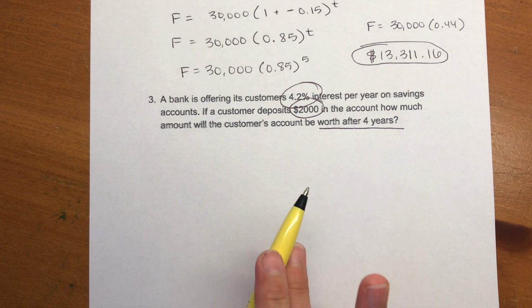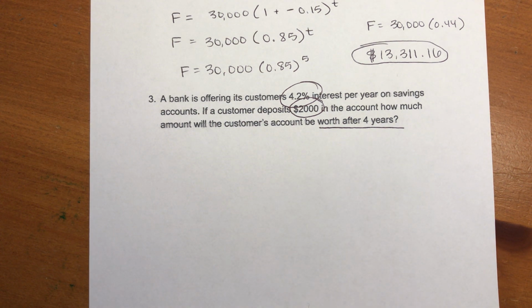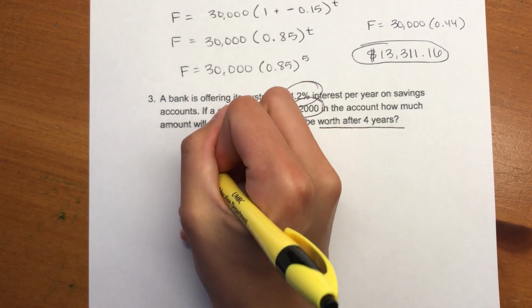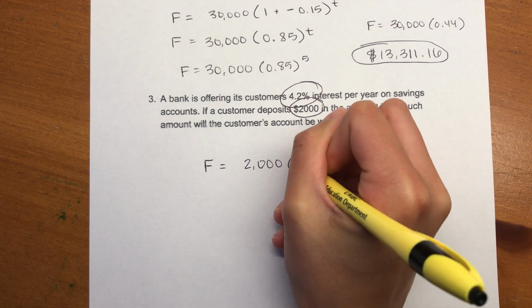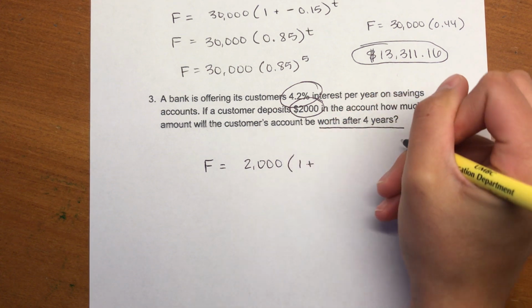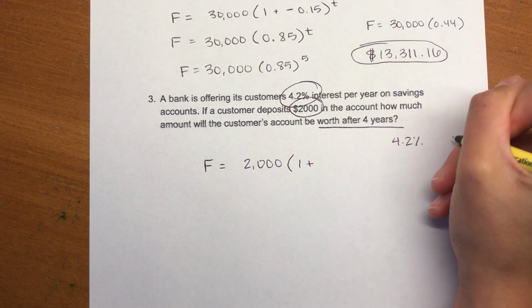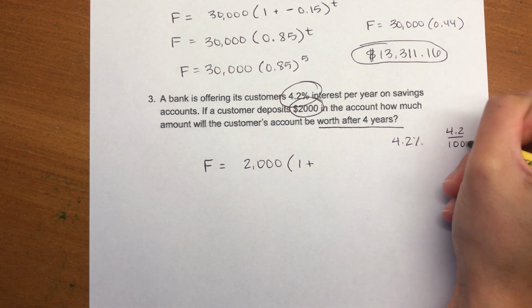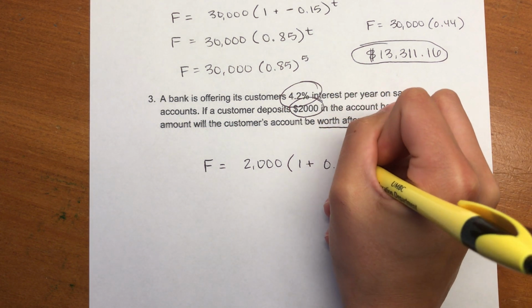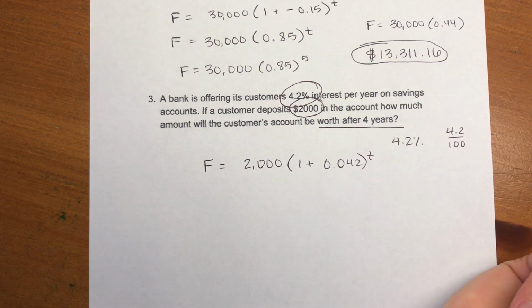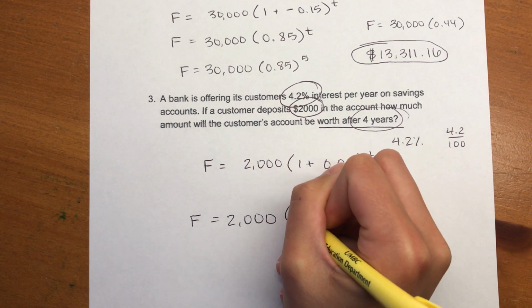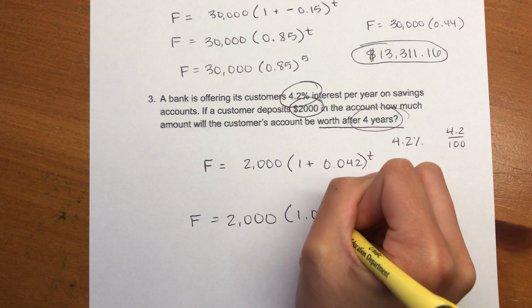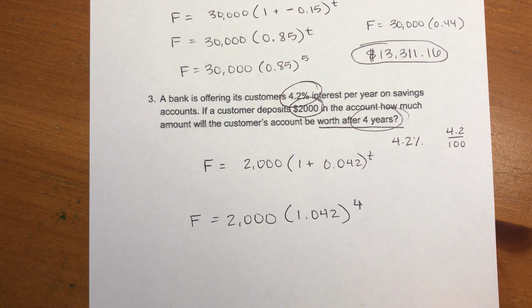So I'm going to write my formula first, even though they don't say write a formula. You still need a formula. So F is going to be initial value times 1 plus the rate. 4.2%, 4.2 divided by 100 would be 0.042. All to the T. My T value is going to be 4 years. F equals 2000 times 1.042 to the 4th.